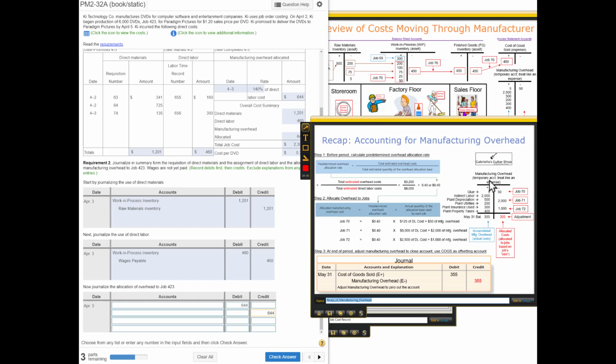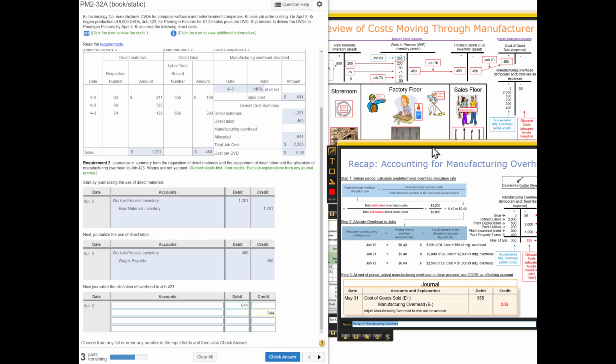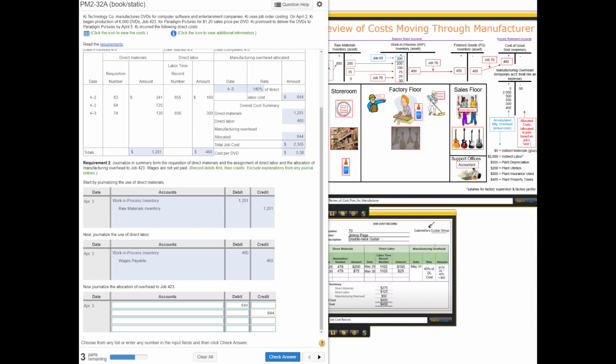So remember, for manufacturing overhead, it's debited when there's actual costs, but it's credited when costs are allocated to jobs based on the job's size. In this case, the job size is based on the amount of direct labor cost. Anyway, so we're going to increase work in process, and we're going to lower the manufacturing overhead account.